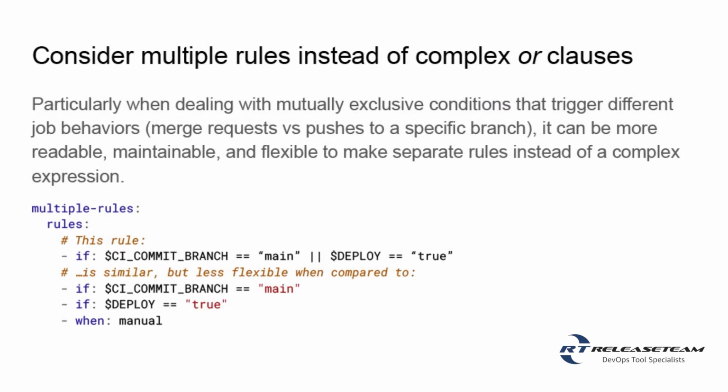When dealing with mutually exclusive conditions that trigger different job behaviors, such as merge requests versus pushes to a specific branch, it can be clearer, more maintainable, and more flexible to create separate rules instead of relying on a complex expression. In our work, we strongly prefer multiple rules.